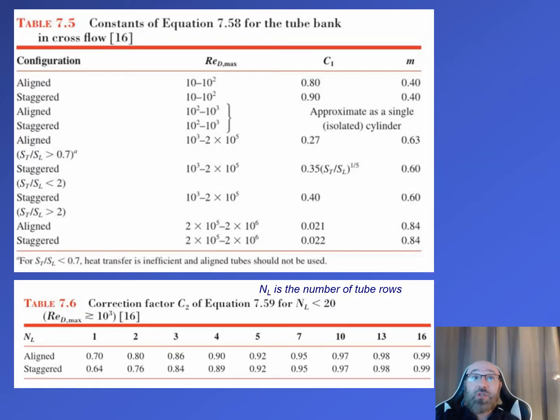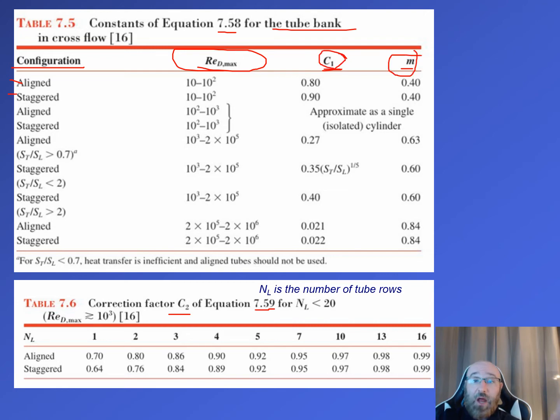So now here are these two tables to solve for our C1 and our C2 that we need for those equations 7.58 and 7.59 that we just looked at on the previous slide. So Table 7.5 is how we can solve for our C1 and our m values, and these are the constants that we need for this tube bank. So we can look over here, well, what configuration is our tube bank? Is it aligned or is it staggered? And then we can look at, well, what is our max Reynolds number here?